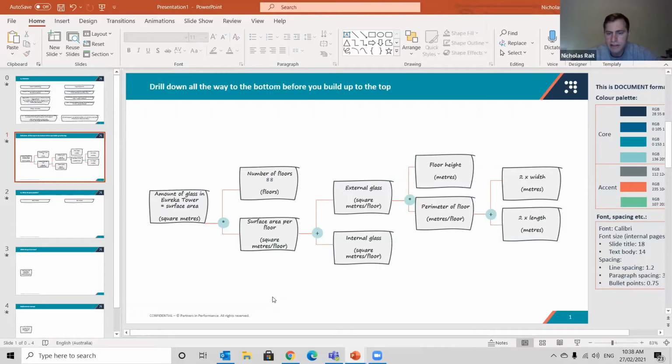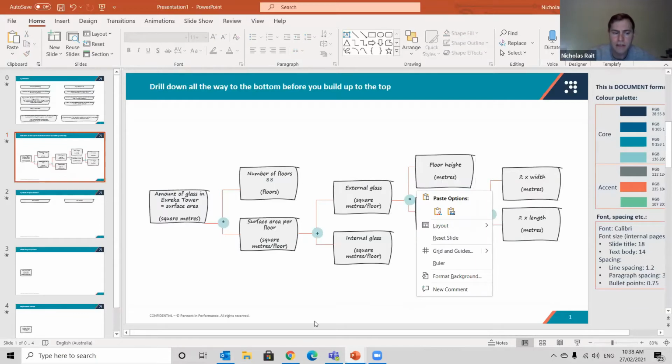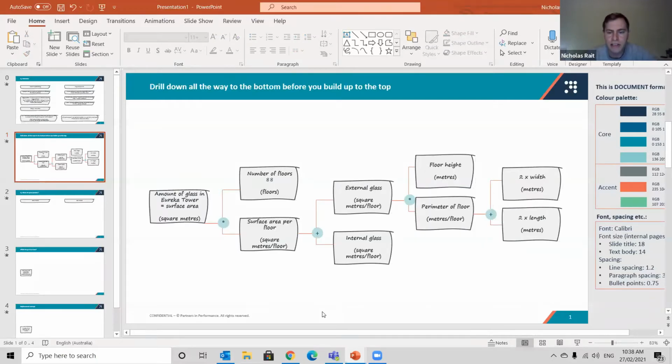Do we think that this driver tree is complete? Do we have to state our assumptions here about some of these numbers? I guess my question is, are we there yet? One of the comments I made at the start was, get your logic down before you start to put things in. Well, I think we're there from the external glass perspective. So we're not there for internal. So no. That's the point I'm trying to drive at.